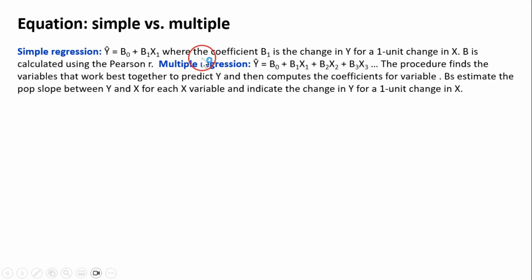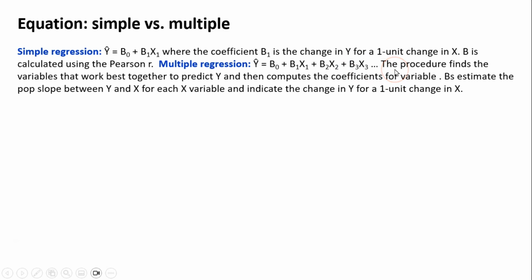And it also indicates the coefficient b1, because it's the slope, it's the change in y for a 1 unit change in x. And b is calculated using a Pearson R. In multiple regression, it's just an extension of the simple. You have your y predicted, your y-intercept, and then you just have b1x1 plus b2x2 plus b3x3. So here we have more than one predictor.